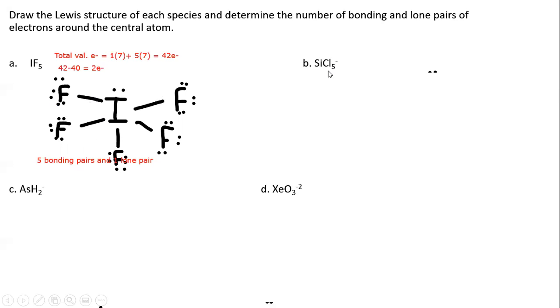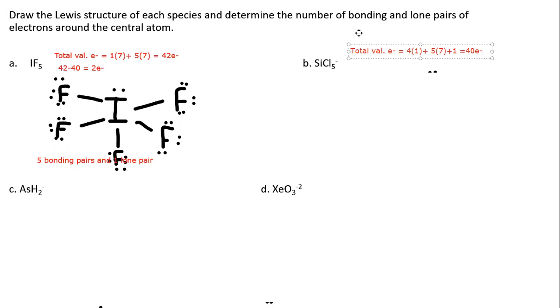Next, we move to silicon pentachloride ion. And here again, we have silicon bounded to halogens. So if we look at the total number of valence electrons, it'd be 4 times 1 plus 5 times 7 plus 1. And we add an extra 1 because it's a negative charge. We have to add 1 electron to the total. So we have a total of 40 electrons.